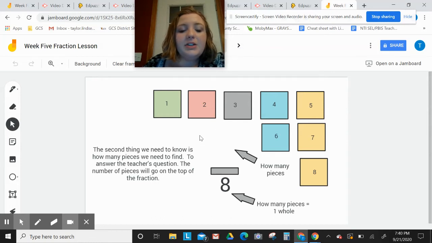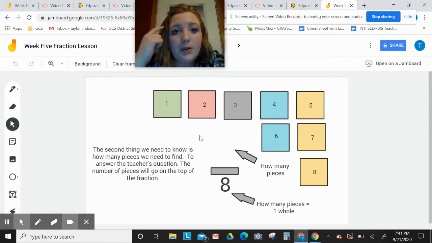The second thing we need to do is know how many pieces we need to find. So the condition that our teacher is looking for is their favorite color is yellow. So by looking at this, you can visualize or you can count how many students' favorite color is yellow. And it says the number of pieces that match will go on the top of the fraction. So how many pieces are we looking at? That's what always goes on the top part of that fraction.